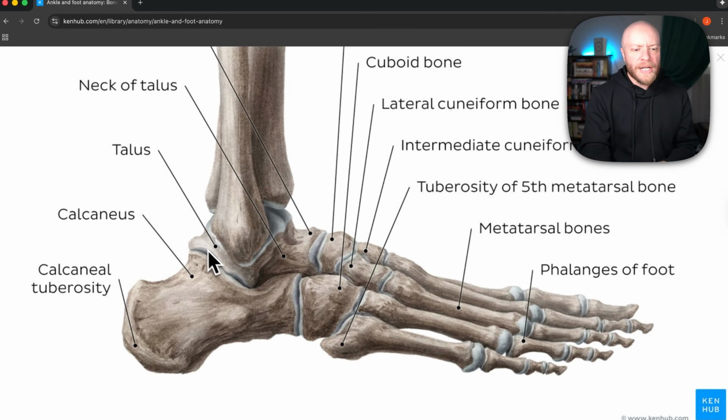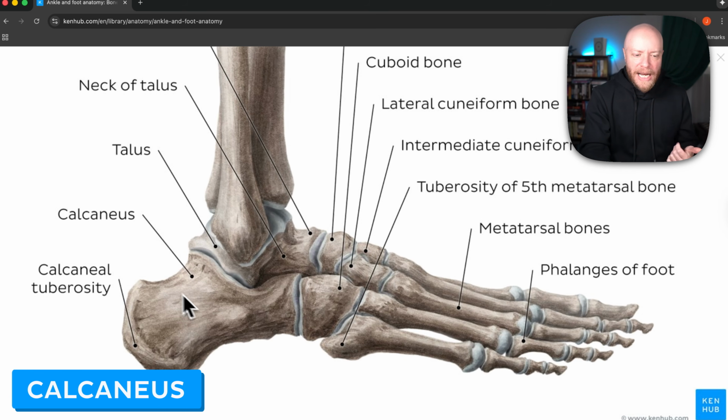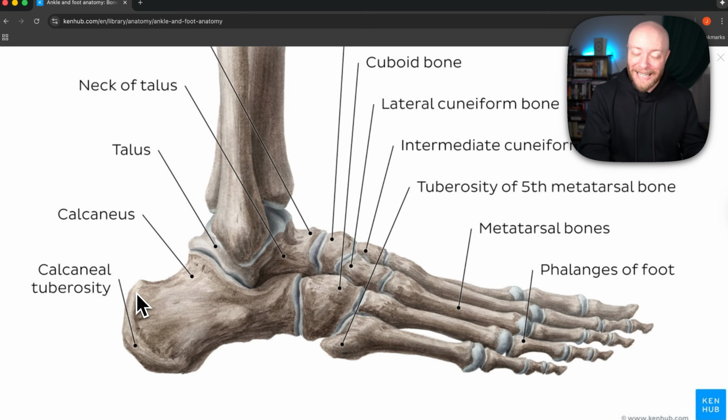All right, so then we look here and we can see this really massive bone. This is the calcaneus. Calcaneus is where the Achilles or calcaneal tendon is actually going to be inserting, right here.